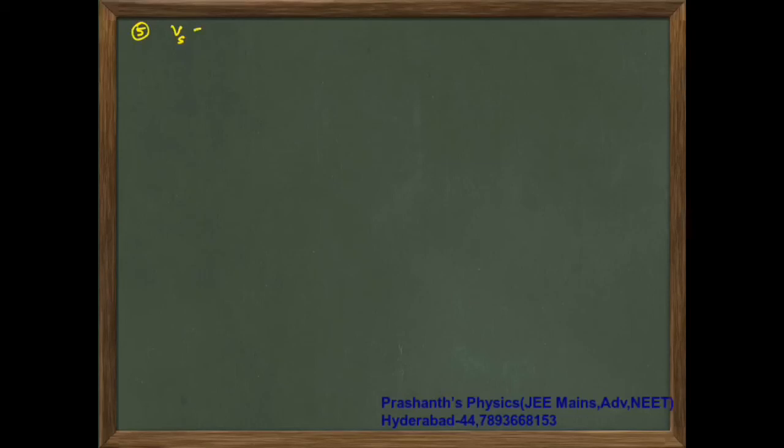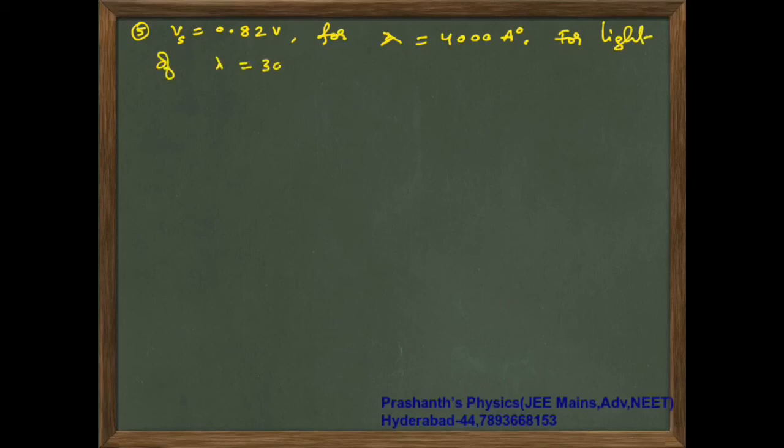Fifth question. Stopping potential is 0.82 volt for wavelength lambda equal to 4000 Armstrongs. For light of wavelength 3000 Armstrongs, stopping potential is 1.85 volt. Find the value of Planck's constant.